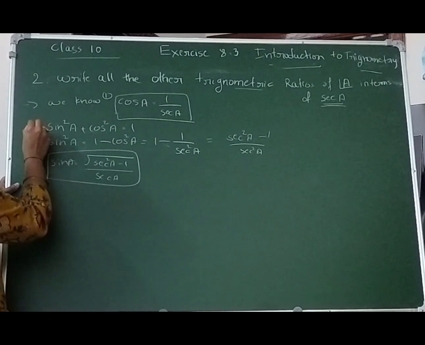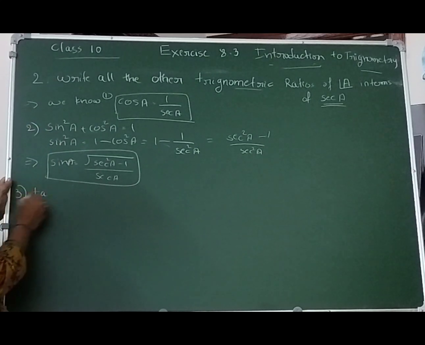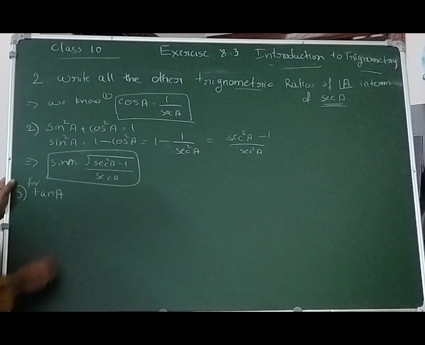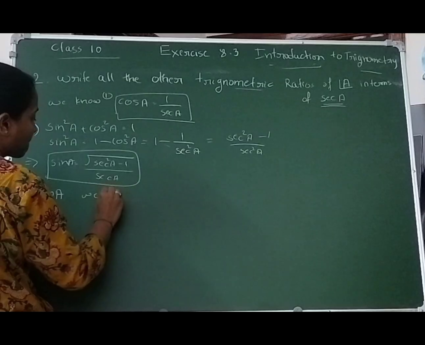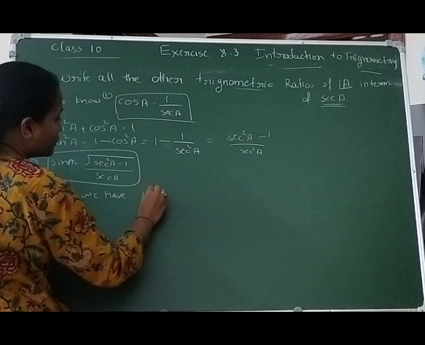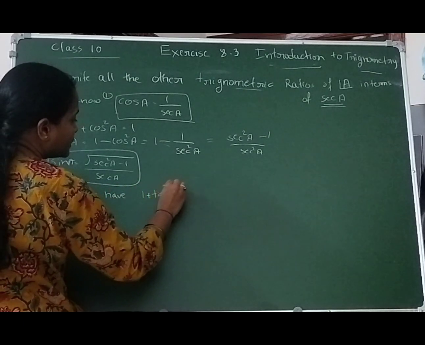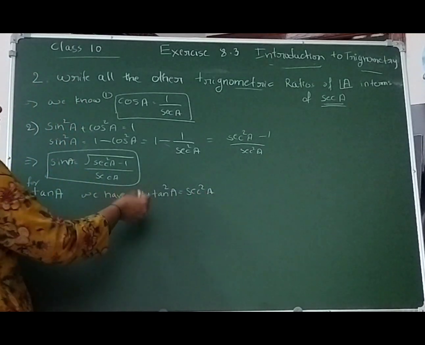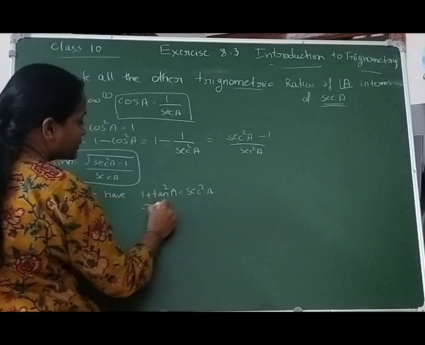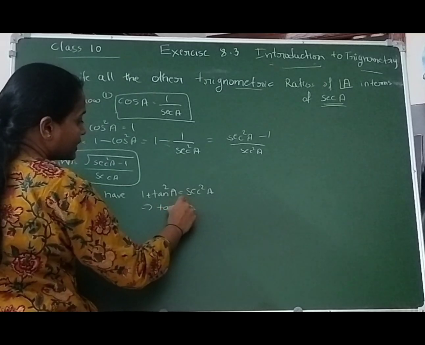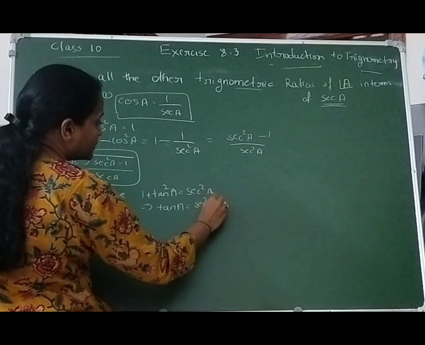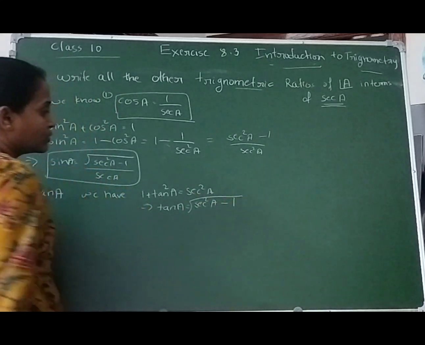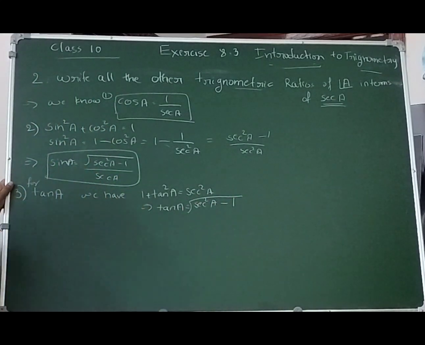Next, we'll take tan A, that is the third trigonometric ratio. For tan A, we have the relation between tan and secant A, that 1 plus tan square A is equal to secant square A, which implies tan square A is equal to secant square A minus 1. So tan A will be under root secant square A minus 1. So this is a relation between tan and secant.